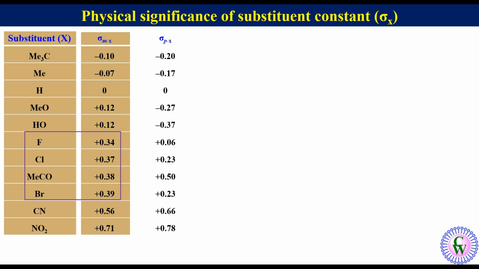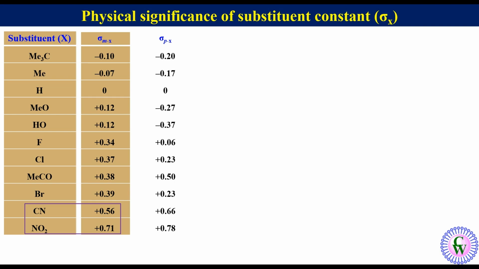The moderate positive values for fluoro, chloro, acetyl and bromo suggest that their nature is moderate electron withdrawing at meta position. Higher positive values for nitrile and nitro suggest a strong electron withdrawing nature at meta position.